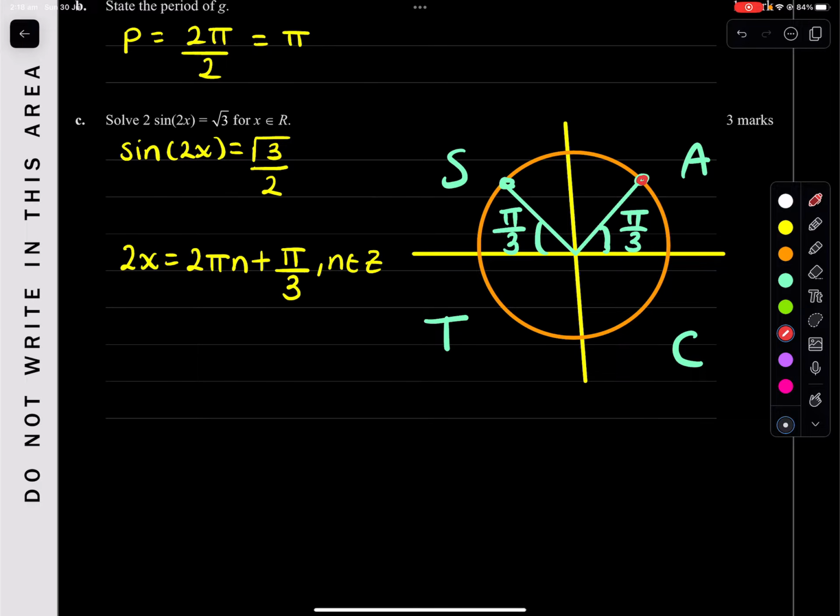That's one of the solutions. What about n equals 1? So it'll be 2 pi plus pi on 3. Again, a full rotation still gives us the same value. So any value n you can put in there will give us this value over here. So that's good. But remember, there's also another solution, which is also this one.